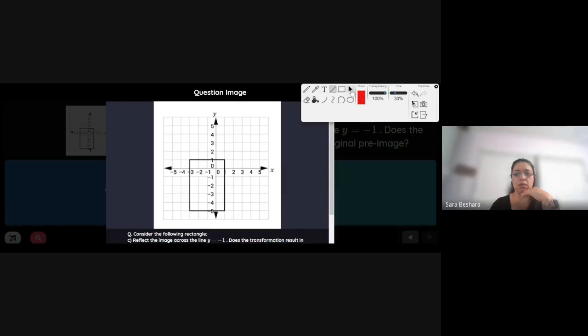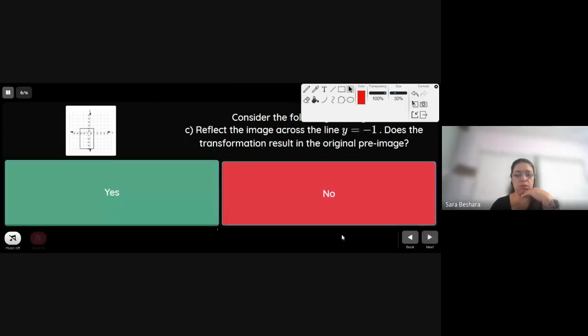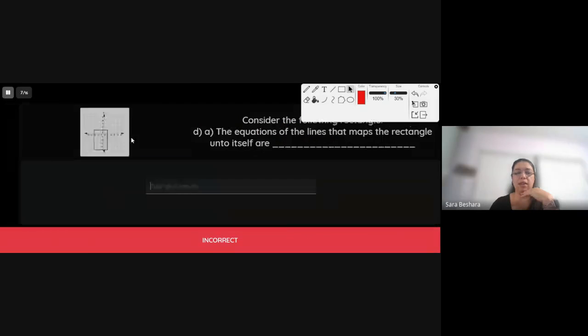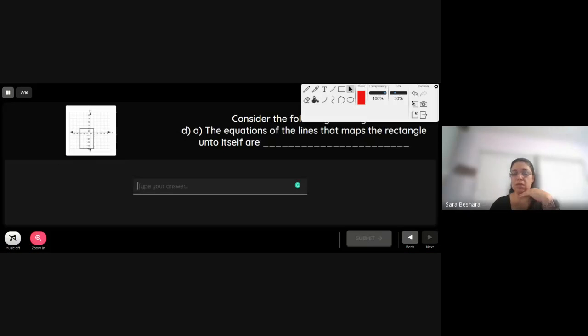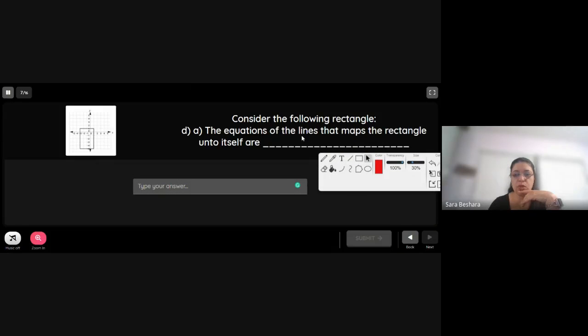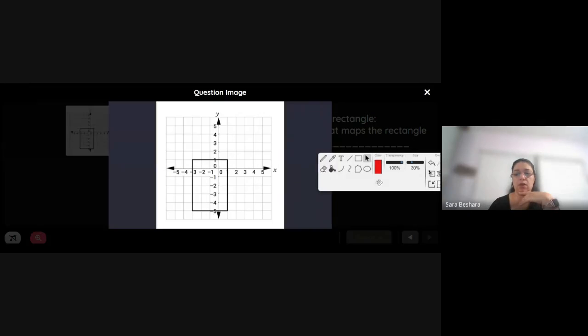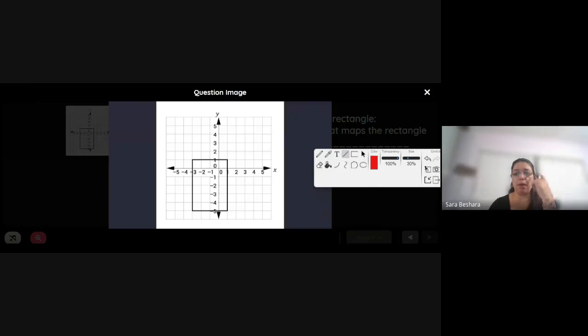I think there might be a bit error on this one. Yeah, so I think the two questions are flipped, so I'm going to fix them, okay? Consider the following rectangle, same one. The two equations that map the rectangle onto itself were, so remember, I know that we kept doing it, but I'm going to draw them again.